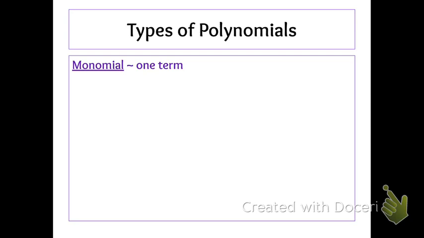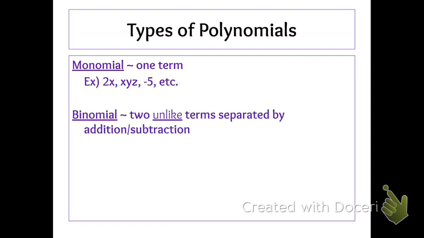Now just like there were different names for degrees, there are also different names for the number of terms in a polynomial. So we said that a polynomial is the sum of multiple monomials, one or more monomials. If there's only one term, we call it a monomial. So 2x is a monomial, xyz is a monomial, -5 is a monomial.